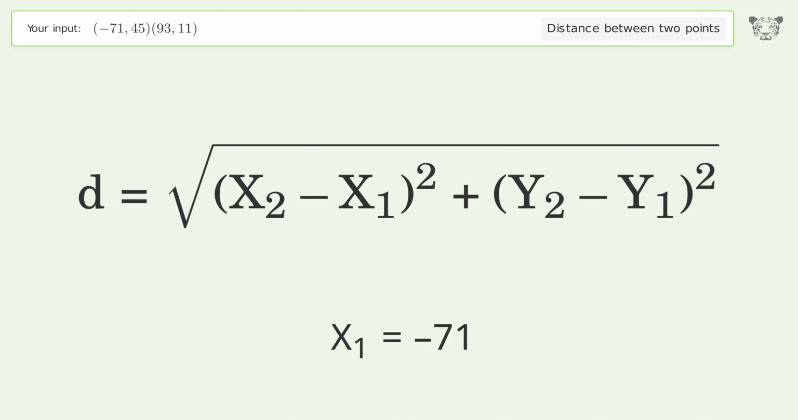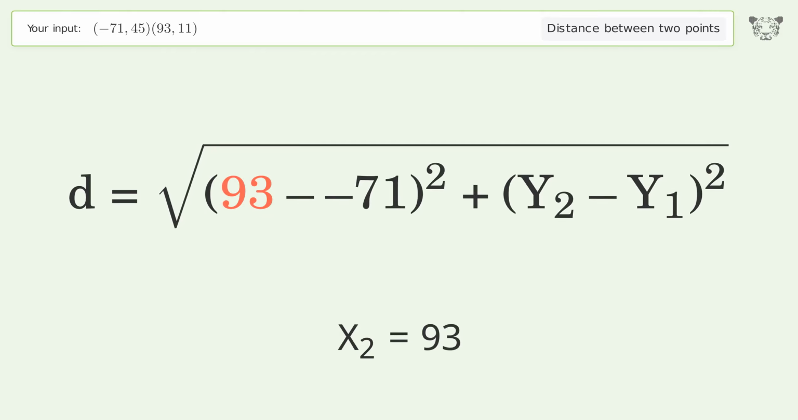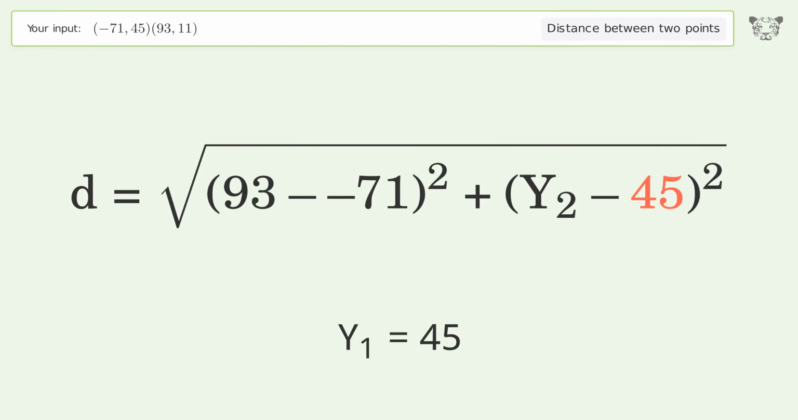x1 equals -71. x2 equals 93. y1 equals 45. y2 equals 11.